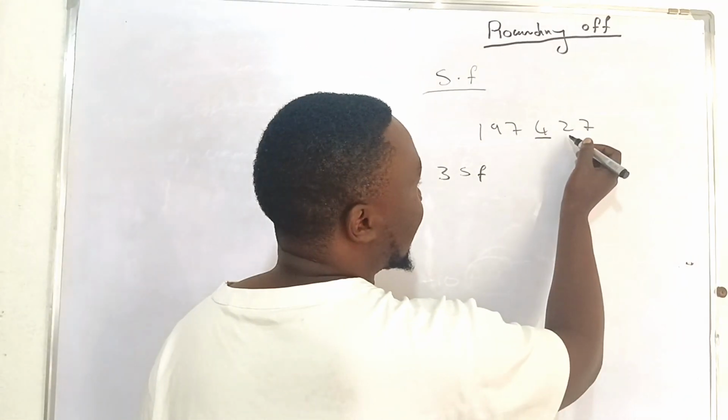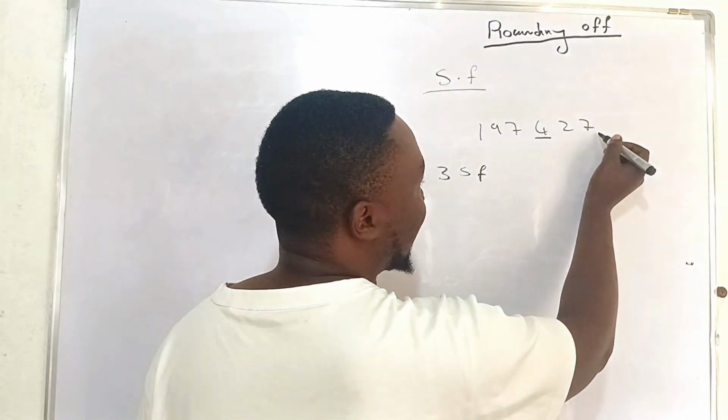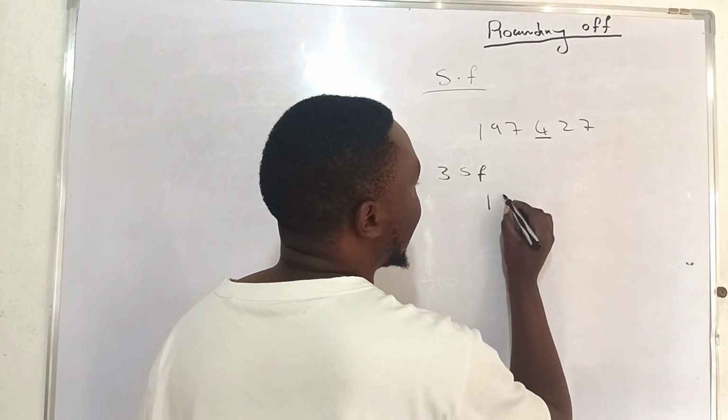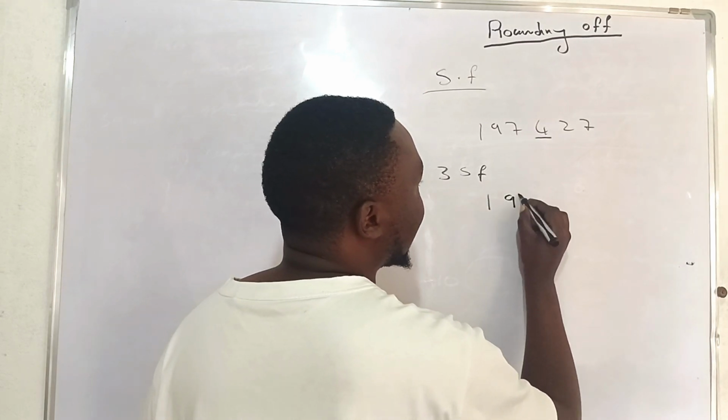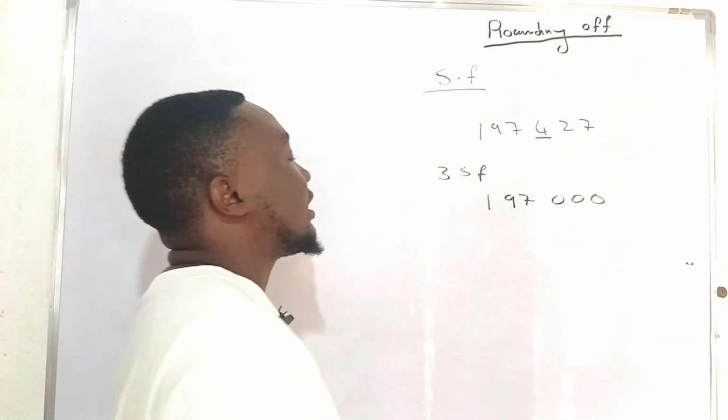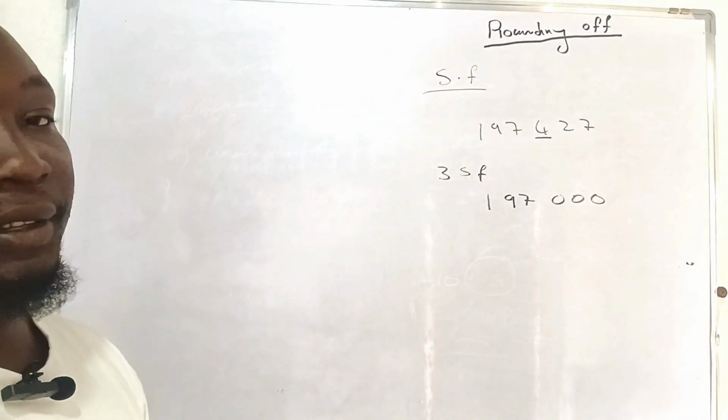So 4 is less than 5, which means these ones become 0 and this one remains 7. Which means the answer here to 3 significant figures is 7, and these ones become 0. That's rounding off to 3 significant figures.